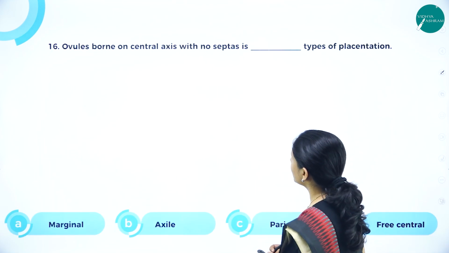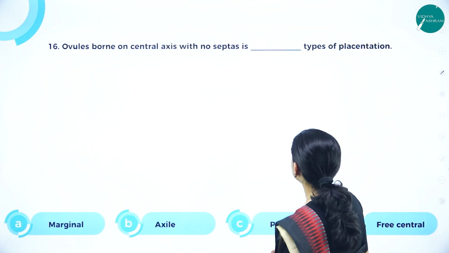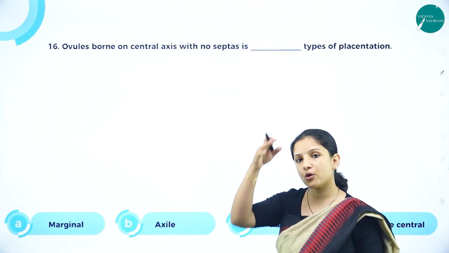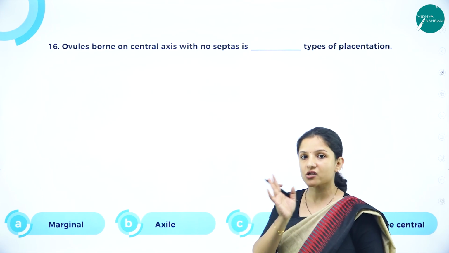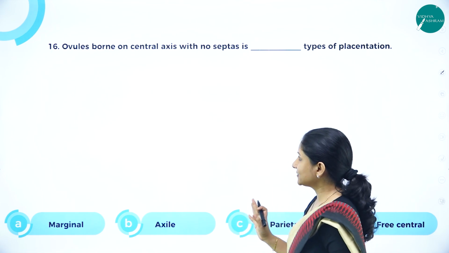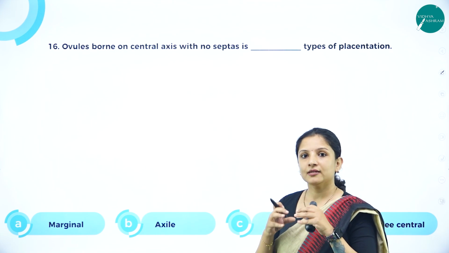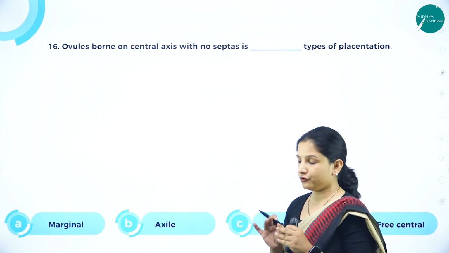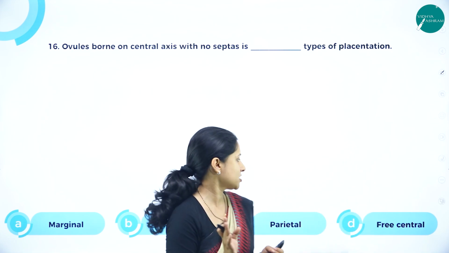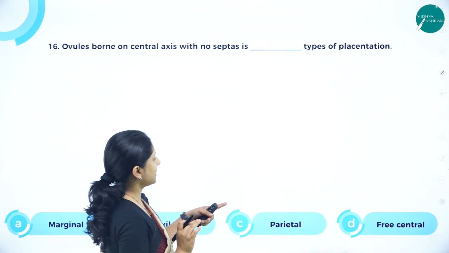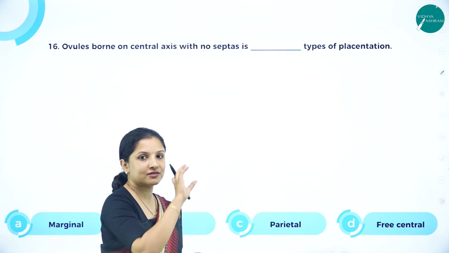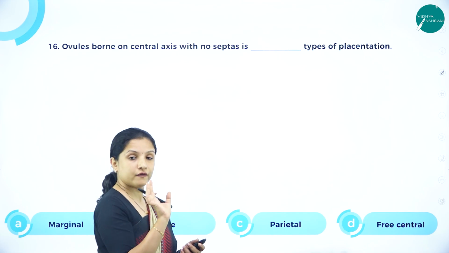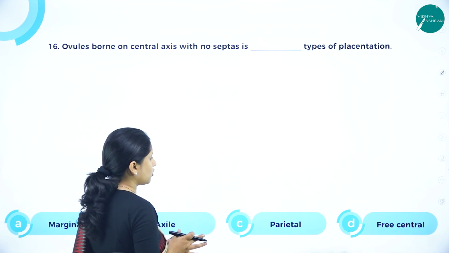Ovules borne on the central axis with no septa is dash type of placentation. Marginal, no. Marginal means they are borne on one particular margin only. Axial means they are borne in the center, but there are locules, in the axis of the locule. So, it is not axial placentation. Parietal placentation means they are borne at the periphery or side of the ovary. Therefore, that is also not the right option.